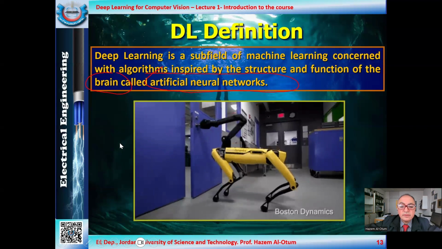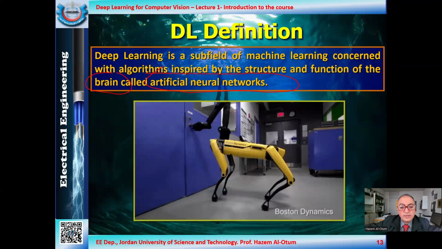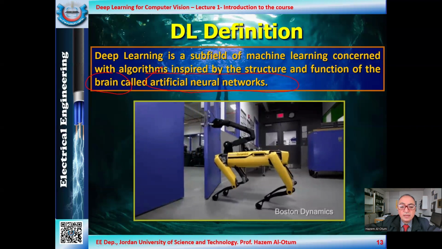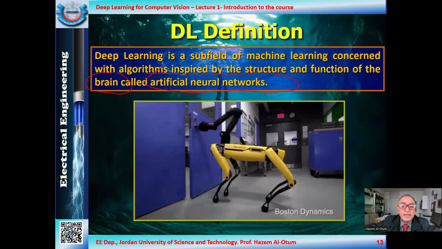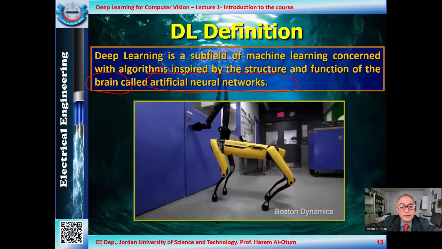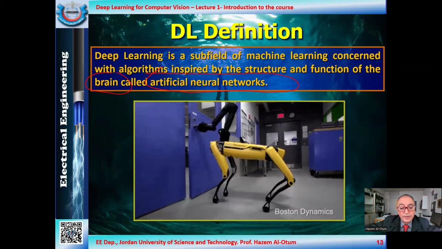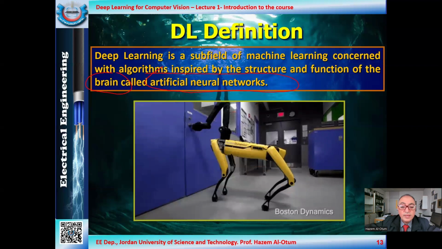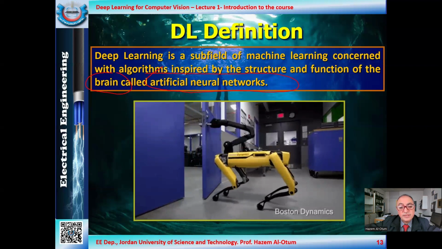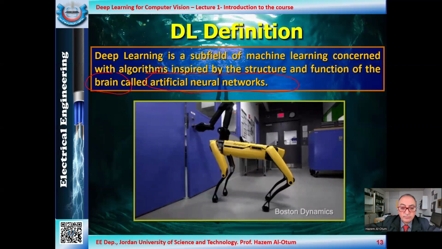Another application is this dog robot. It tries to open the door. It has mechanical parts, computer vision parts, and a central deep learning unit that helps it operate, work and move properly without mistakes as much as possible.